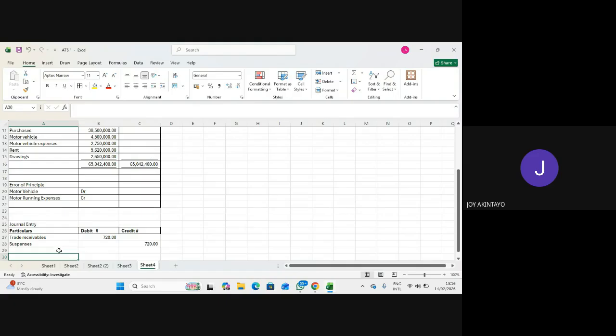So now say being receivable balance omitted. Are we together? So always put your narration in your journal. So next one.